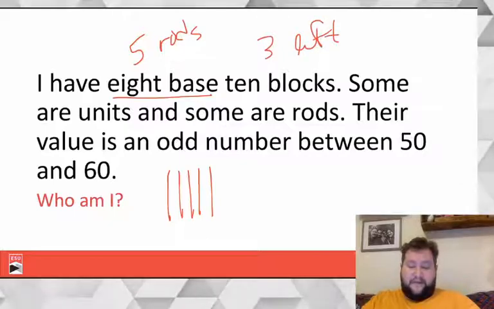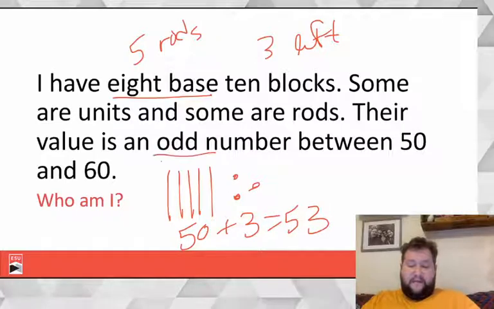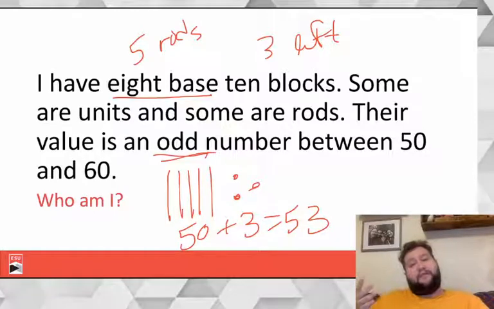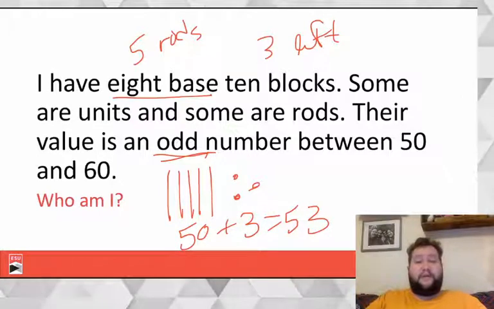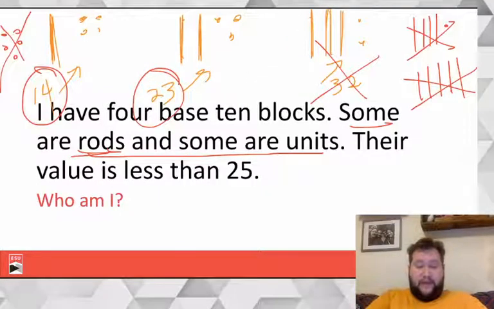So they have to be 3 units. And so I have 1, 2, 3, 4, 5, 50 plus 3 is 53. And that is an odd number between 50 and 60. So I am 53. So sometimes you'll have a clue that will be so specific that you can only be one number. But like in the previous example, I could be either 14 or 23.